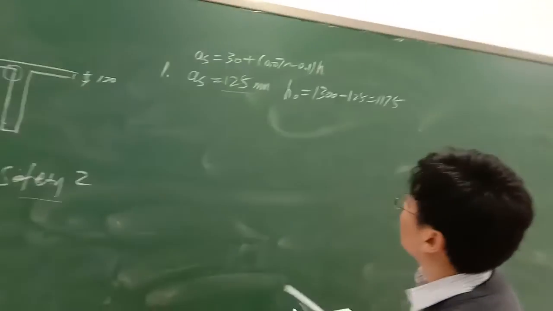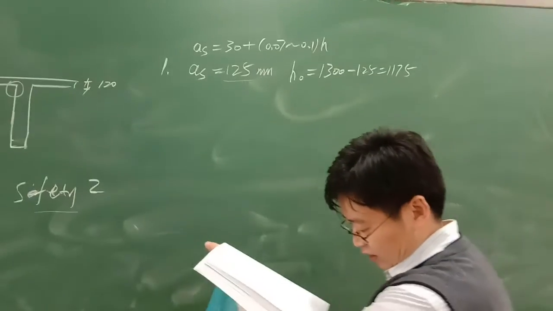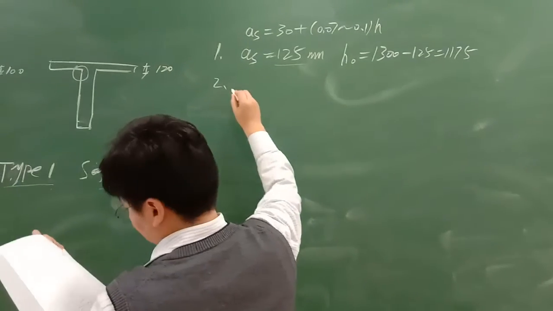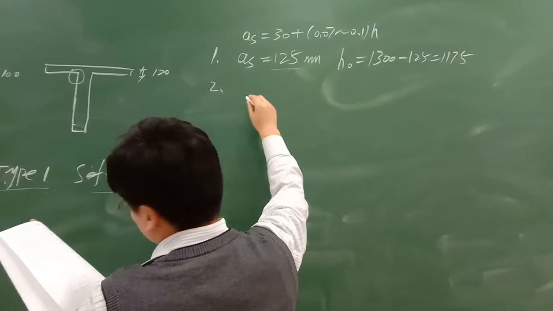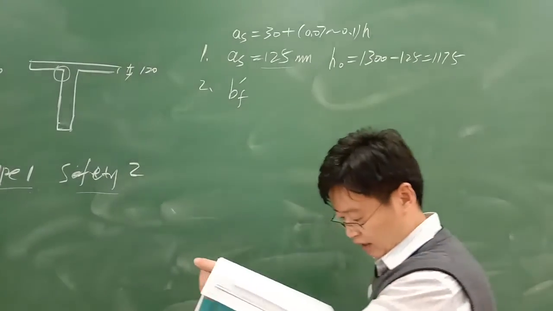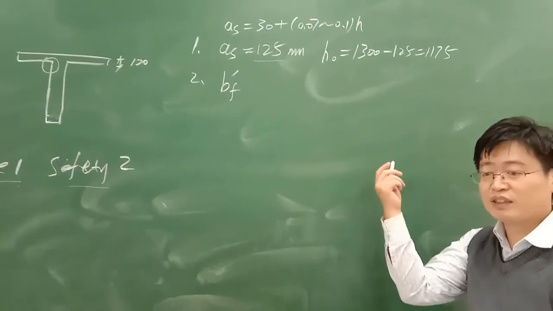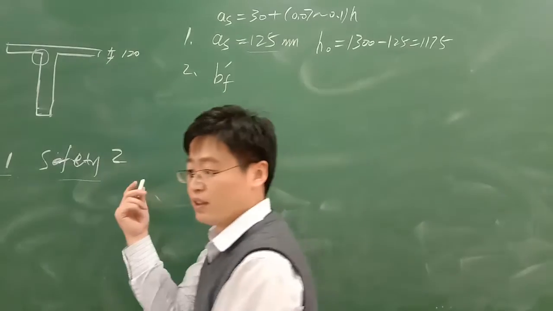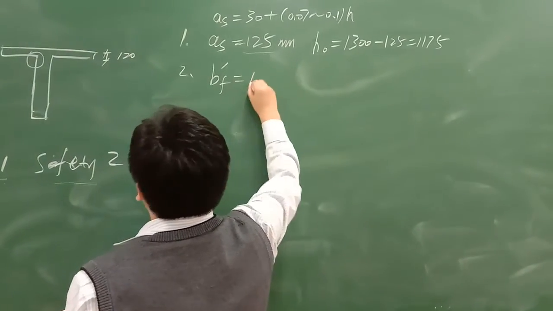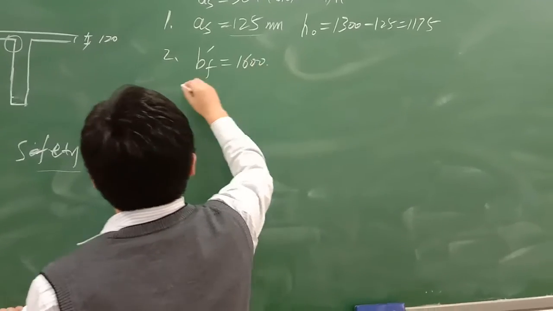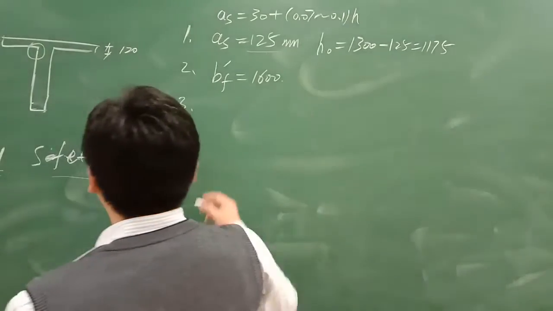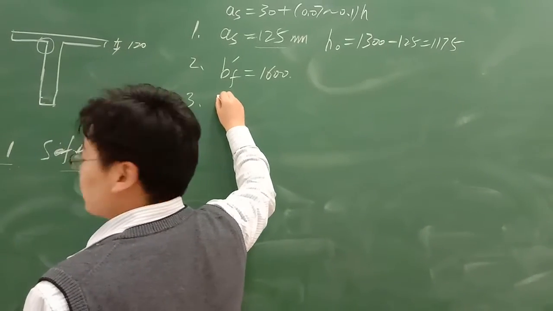So we got H0. Then the second step, the effect was BF. In this question, we don't need to calculate because it is given. This is a given condition, so BF equals 1,600. So the third step: determine type 1 or type 2.